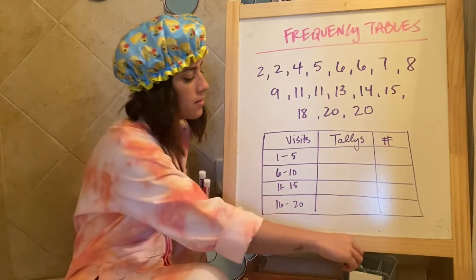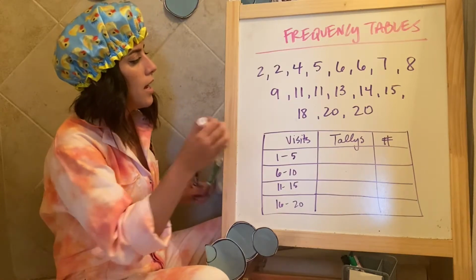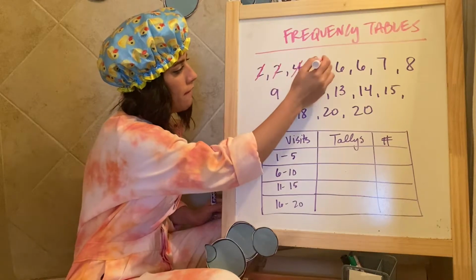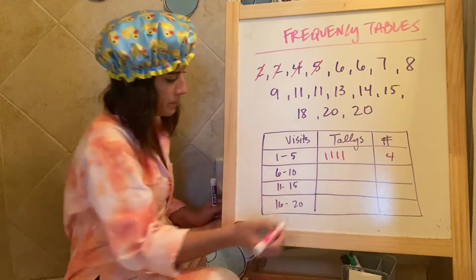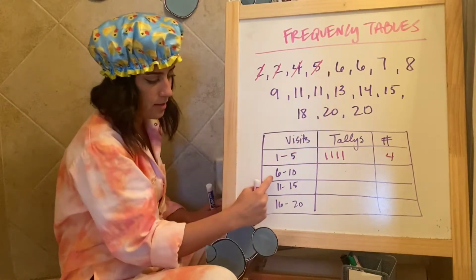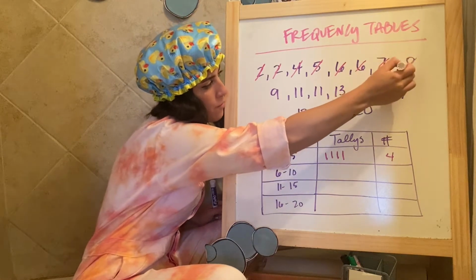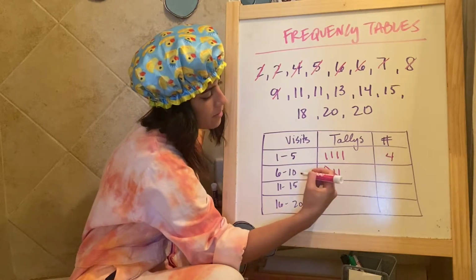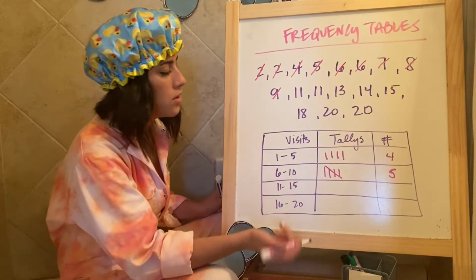So with that being said, I want to tally up the numbers that we see that are 1 through 5. So I see 2, 4, so 2, 2, so it's 1, 2, 3, 4. So my number would be 4. That's 1 through 5. I stop there because the next one is 6 through 10, and this starts at 6. So I have 1, 2, 3, 4, 5. So I made my tallies, and now I'm putting how many I saw within that range.